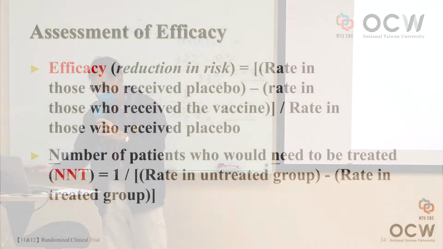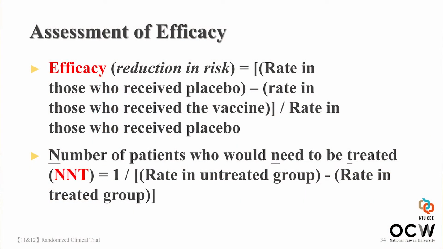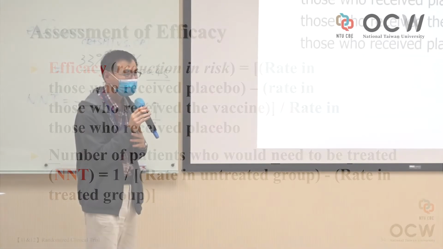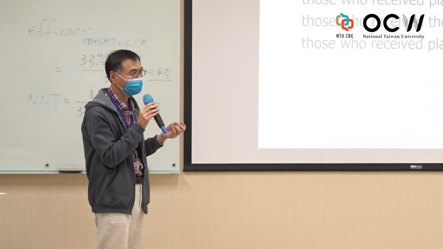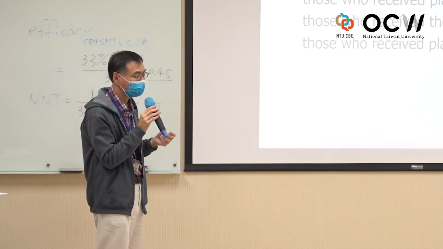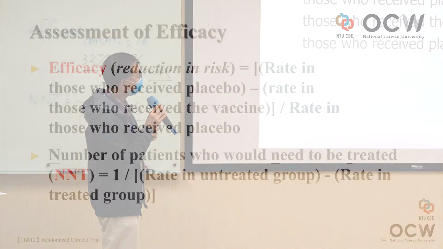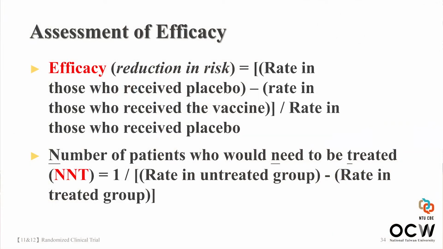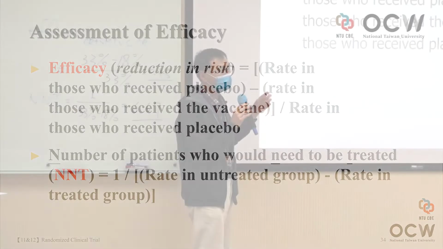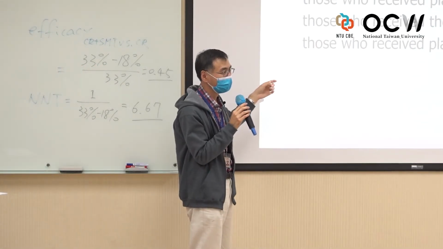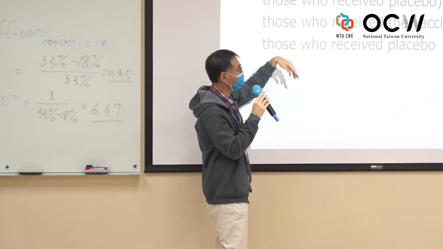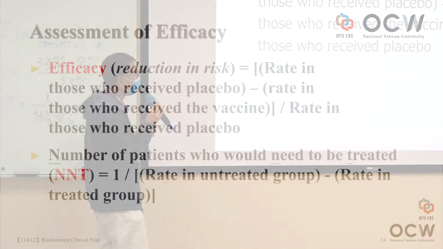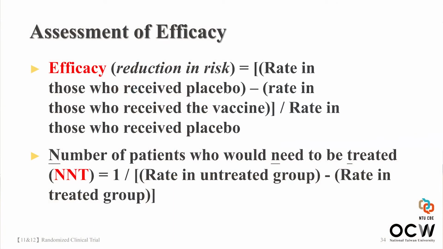like a paradise. But in the calculation, that's the other term. Efficacy, which means the reduction in risk. So this is a term in statistics. When I'm talking about efficacy calculation, in biostatistics, it's defined like this. It's the rate in those who receive placebo, subtract the rate in those who receive the vaccine. So this is in the situation of protection. Giving them the vaccine is to protect them from the disease, right? Divided by the rate for those who receive the placebo.